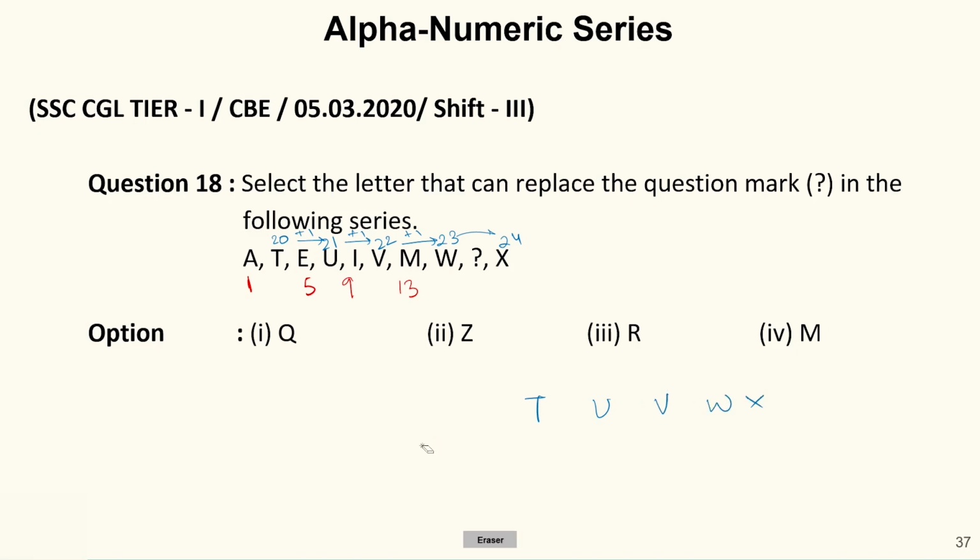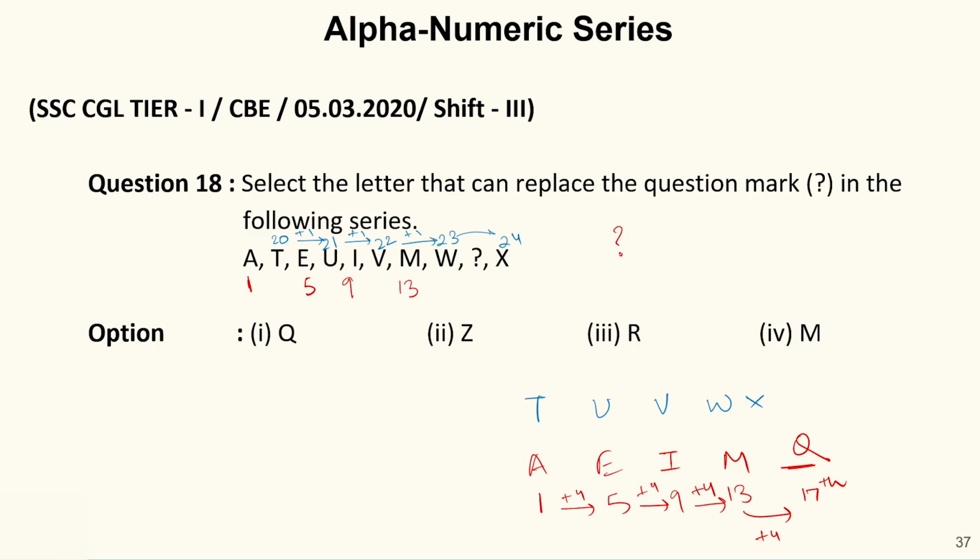So the first series has to be A, E, I, M, and then we have to find out. So A is 1, 5, 9, and 13. Clearly, 4 positions are being increased. Here also 4 positions are being increased, and here also. So we'll increase it by 4 positions. If we increase it by 4 positions, we'll get the 17th position. And which alphabet comes at the 17th position? That is Q. So here question mark will be equal to Q. And our answer will be option number 1, Q.